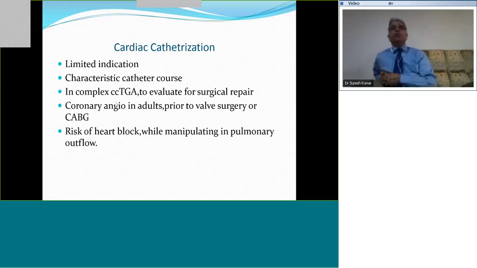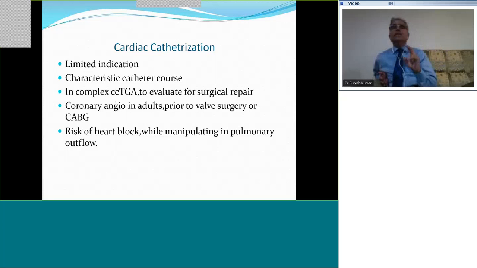In complex corrected transposition, to evaluate for surgical repair, it is often required. And if an adult is undergoing a coronary surgery or a valve surgery, and if that person has a corrected transposition, you need a coronary angio. And you must remember that when you are manipulating your catheter across the RV outflow, you could cause a complete heart block. And generally, therefore, a balloon valvotomy is not done for a valvar PS in corrected transposition.